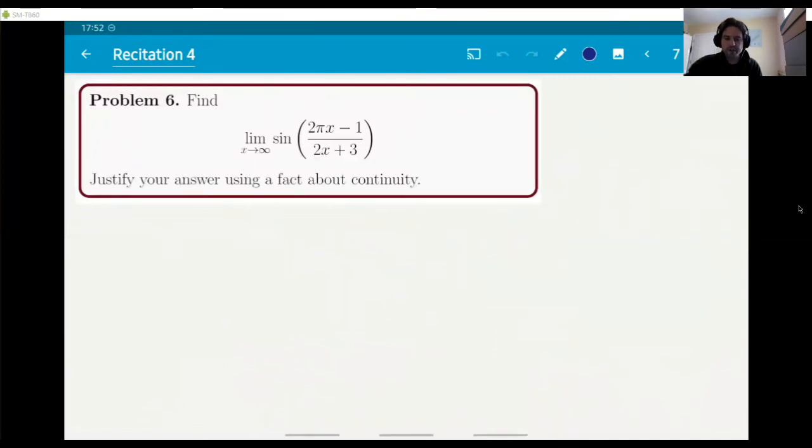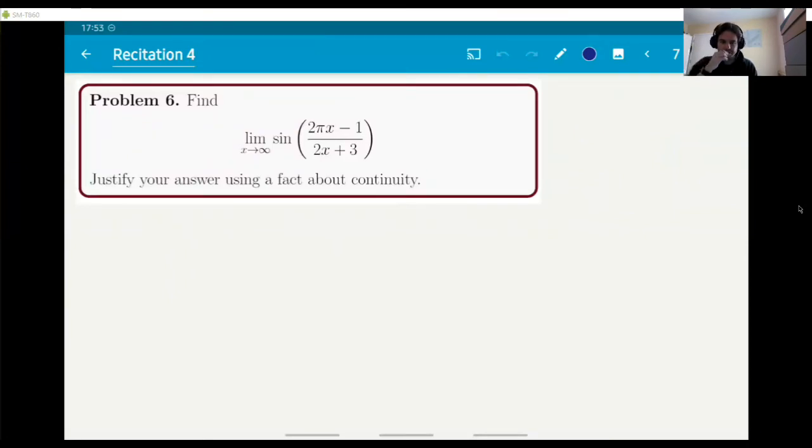Okay, now we are still in the same topic, but I'm mixing in some continuity. Look at this problem. Find this limit and justify your answer using a fact about continuity. Take a look at this limit. x is going to infinity. The expression involving x is now inside of a sine function.